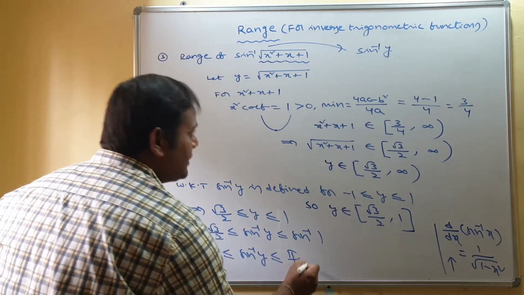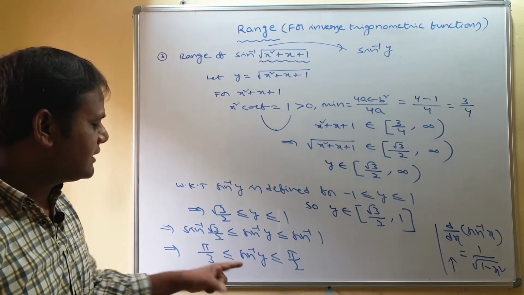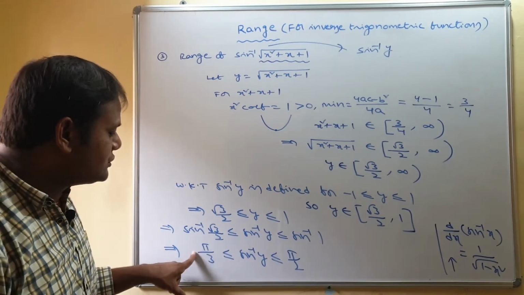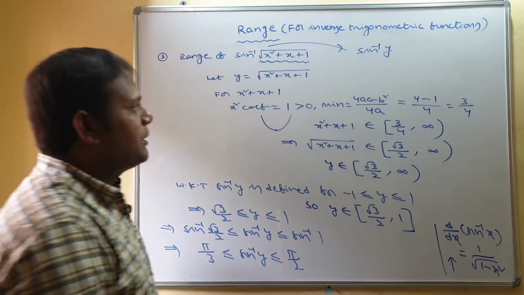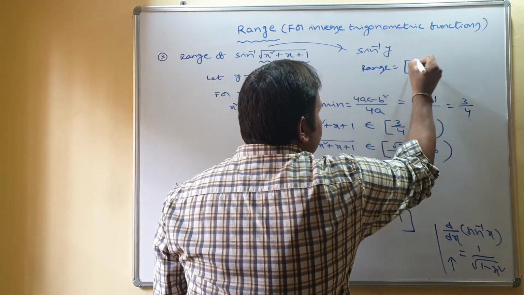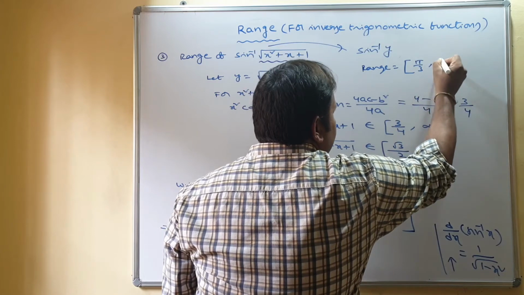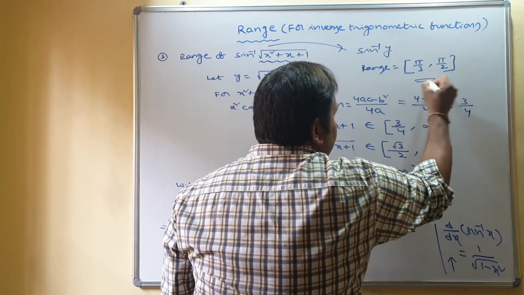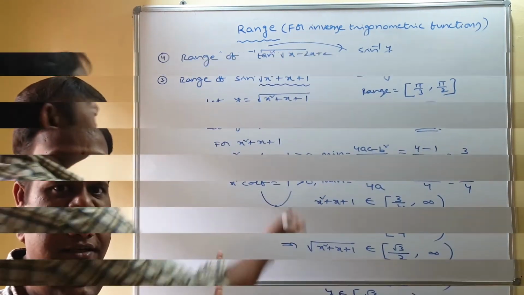What is it? Pi by 2. So what is the range of this function? Closed interval pi by 3 to pi by 2. So the required range is the closed interval pi by 3 to pi by 2. Is it clear?